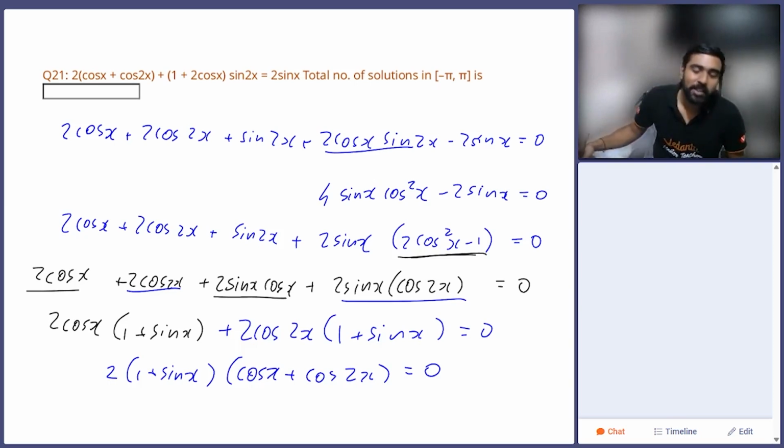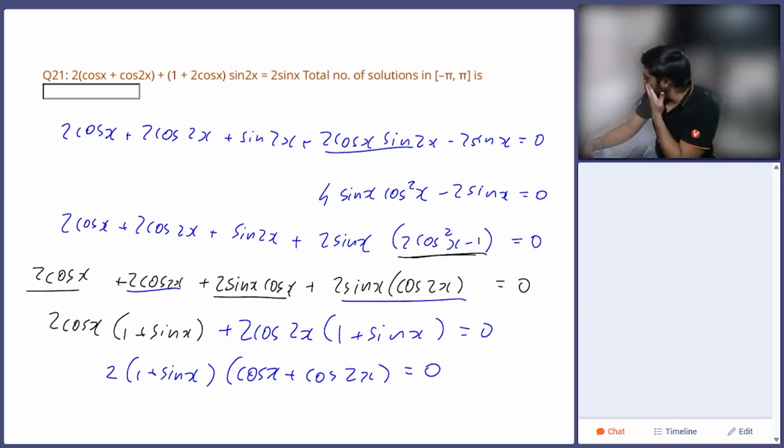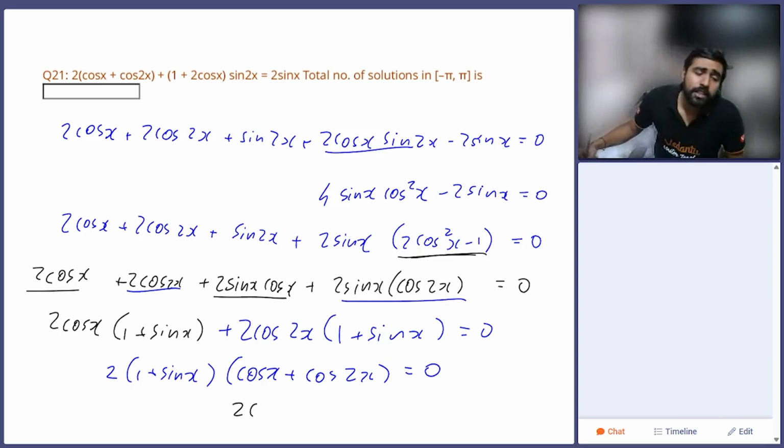Now this cos x plus cos 2x, cos C plus cos D, I can directly write this out as 2 cos of (C plus D) by 2, which is 3x by 2, cos of (C minus D) by 2, cos x by 2.